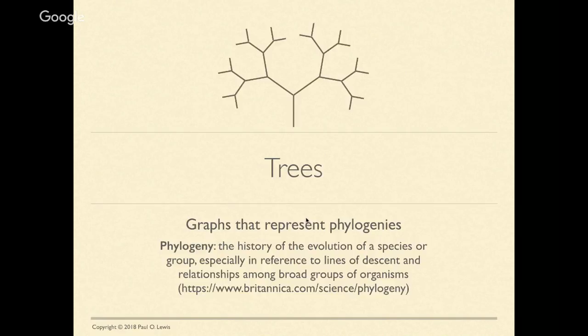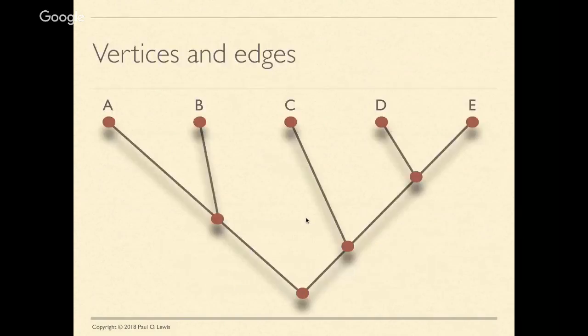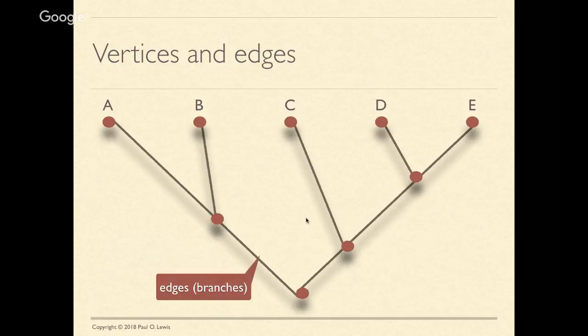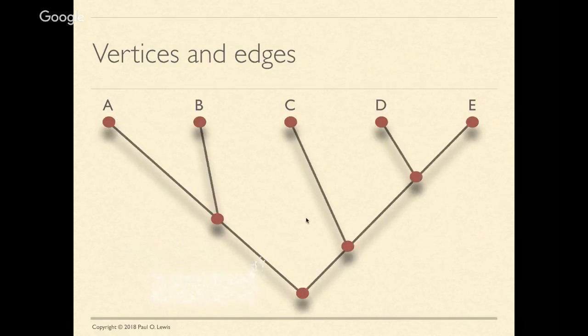So trees are graphs that represent phylogenies, and phylogenies represent, I'm paraphrasing here from Encyclopedia Britannica, the evolutionary history of species or more inclusive groups. Because phylogenetic trees are graphs, it makes sense to start by reviewing some terms related to graphs. So graphs have vertices, which are often called nodes in phylogenetics, and those are connected by edges, which are often called branches in phylogenetics.